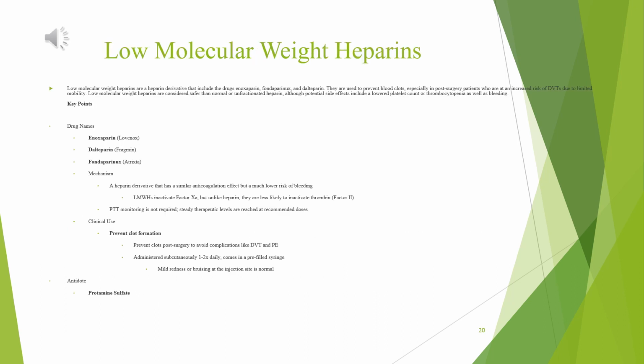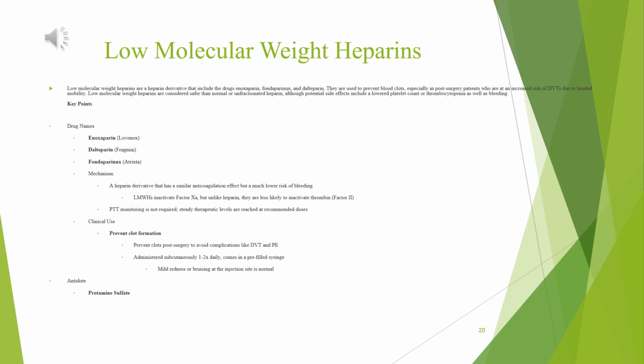We also give what's known as low molecular weight heparins, and these are derivatives of heparins, and they're used to prevent blood clots, usually in post-surgical patients who are at risk for developing DVTs because they have limited mobility. The low molecular weight heparins are considered safer than the normal or unfractionated heparins, although potential side effects include a lowered platelet count or thrombocytopenia, as well as bleeding.